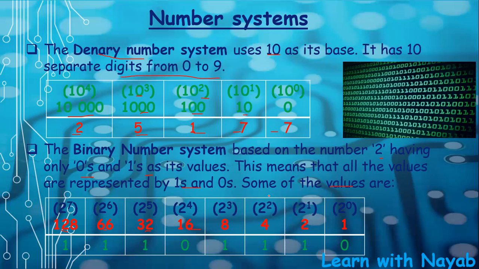Because the base is 2, we only use 2 digits to represent all the values. So if there is some value like 1 1 1 0 1 1 1 0, this is representing a value which is 2 plus 4 plus 8 plus 32 plus 64 plus 128. This is the represented value. So these are the two main number systems. One is based on the number 10, and the second, the binary number system, is based on the number 2. It only has 2 digits to represent its values.